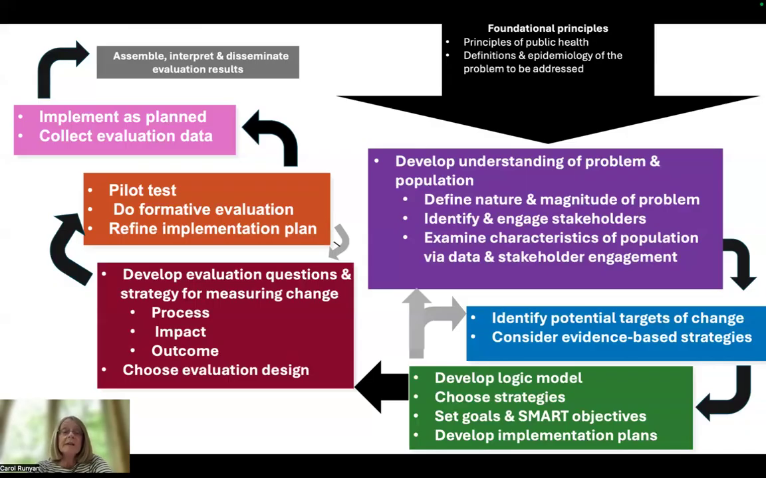And moving over to the left side of the diagram, we'll develop our evaluation questions and strategy for measuring change. We'll want to do process evaluation to measure how the implementation actually worked. Were there glitches in the implementation that might have affected how things turned out in terms of the shorter term impact and outcome evaluation that we'll also design?